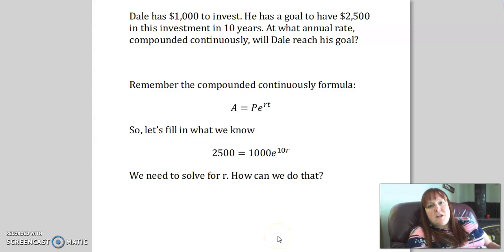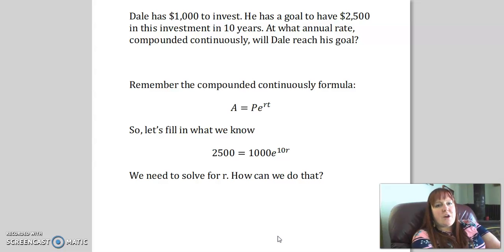So Dale has some money and he wants to invest it, and he has a goal of getting $2,500. He starts out with $1,000, and he wants to get that in 10 years. So at what annual rate does he need to reach his goal?